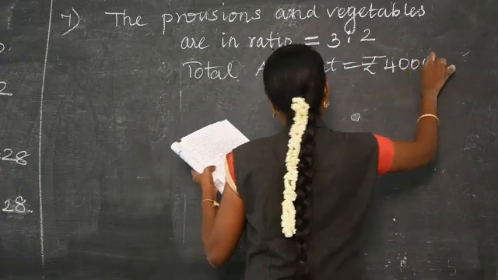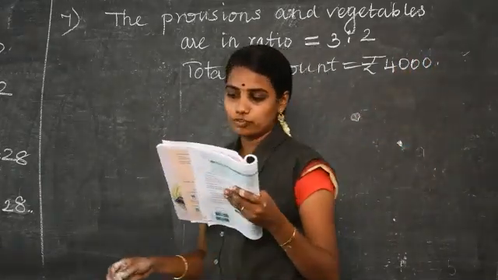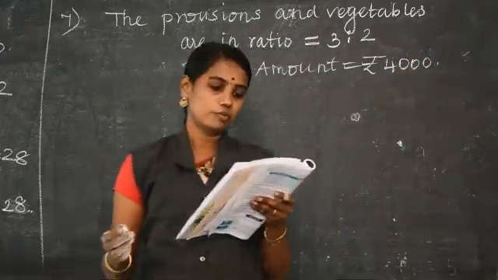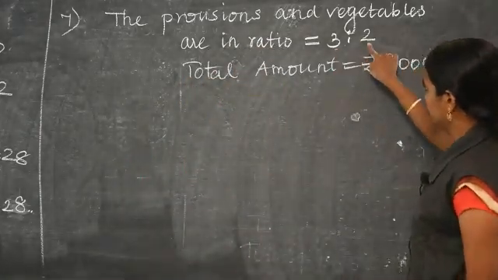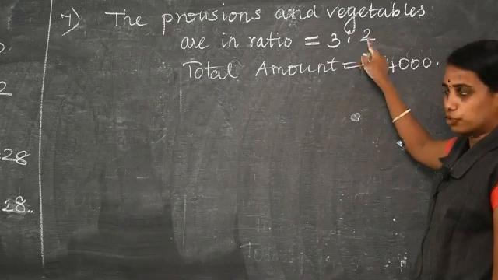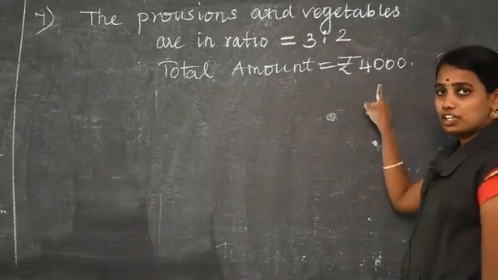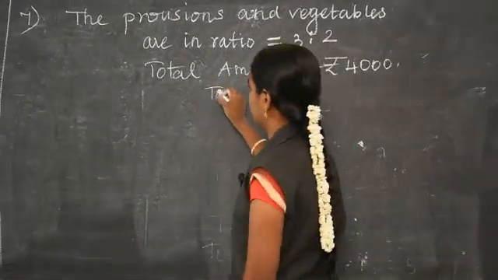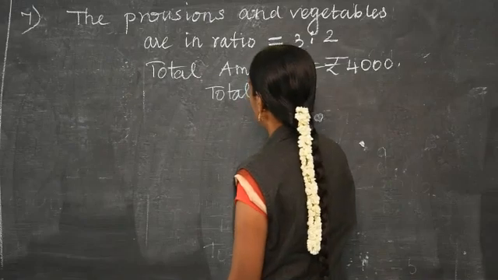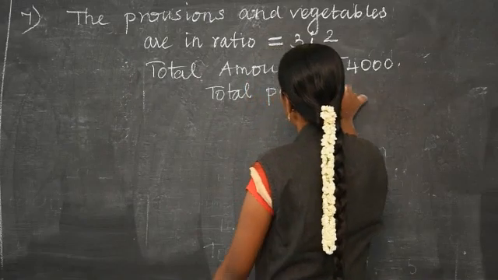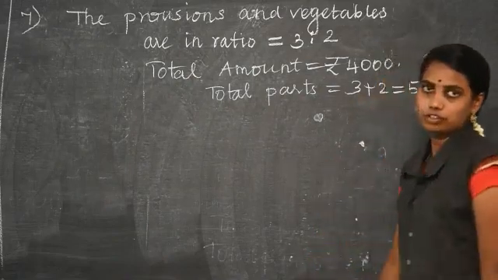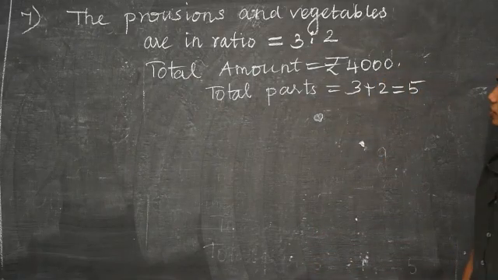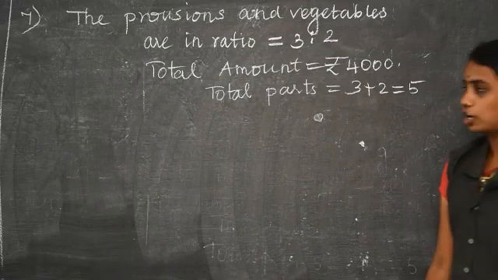Total amount is 4,000. Then what will be the amount spent for provisions and vegetables? Okay, this is provisions ratio, this is vegetables ratio. Total amount is given, find the total parts. Same method only. Total parts 3 plus 2, 5. Okay, now we are going to find out provisions how much, vegetables how much.